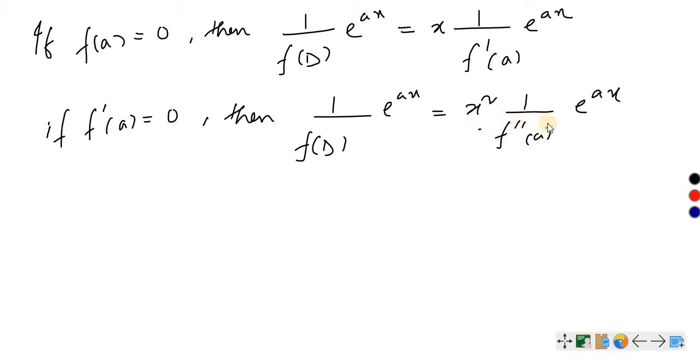So the target is that this denominator part should not be equal to 0. If we get it 0, we differentiate it and we multiply by x as many times. So let us try to understand this with the help of an example.